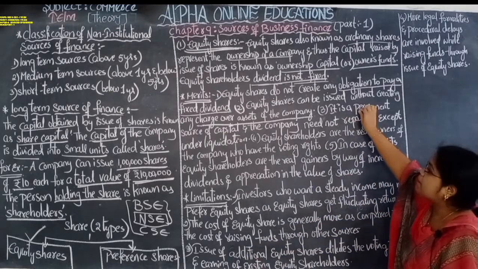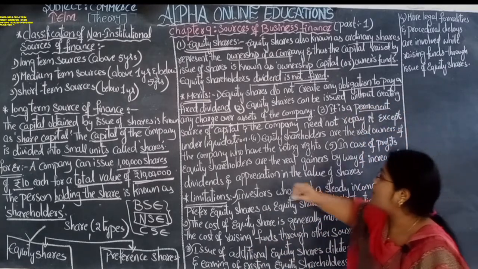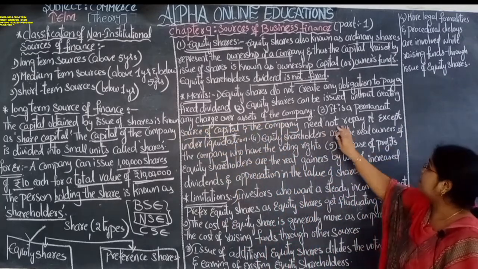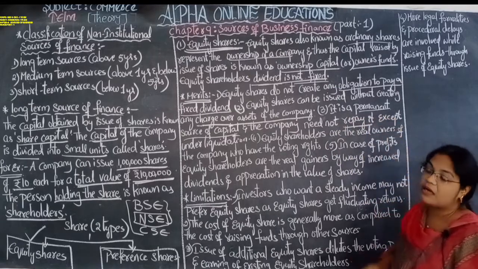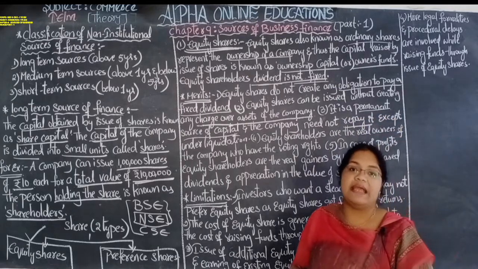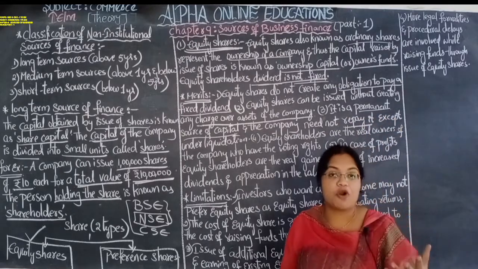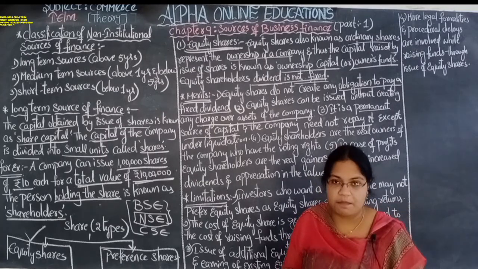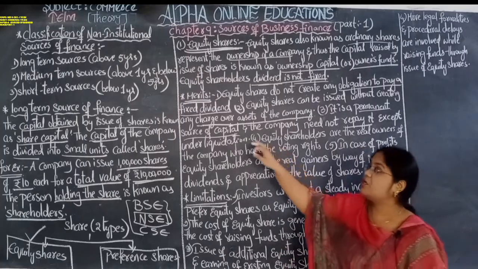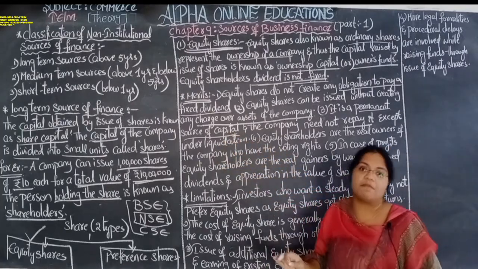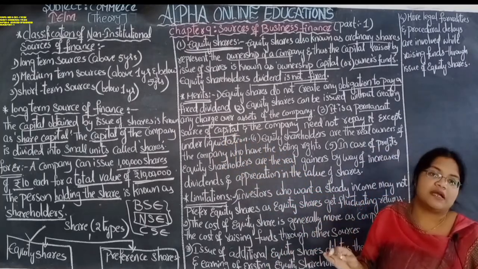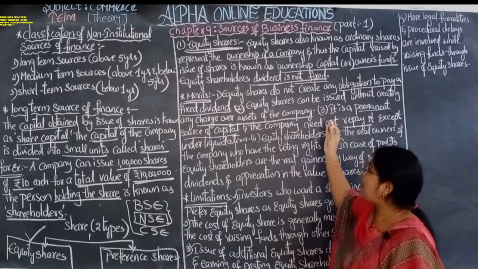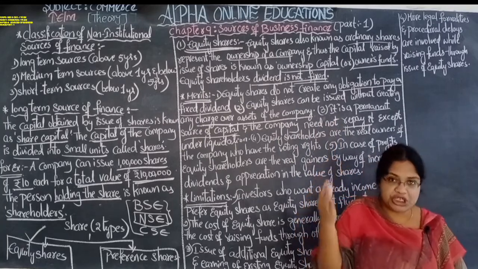It is a permanent source of capital and the company need not repay it. Whatever capital is brought by the equity shareholders is not paid back by the company. It is a permanent source of capital for the company. Permanent mooladhanam adi, company lone untundi. So there is no need to pay back the equity shareholders.